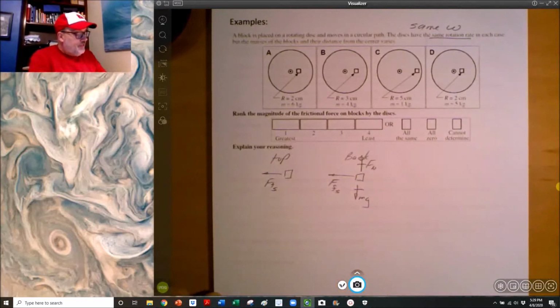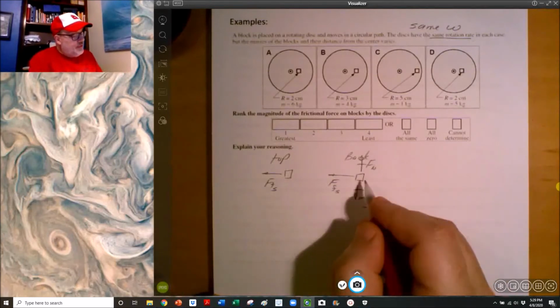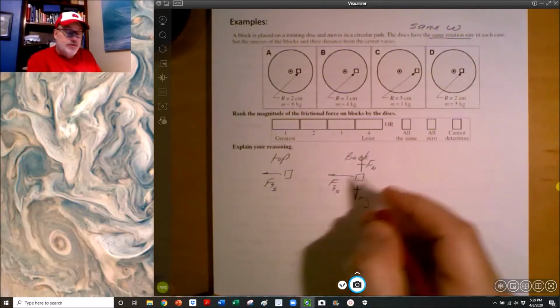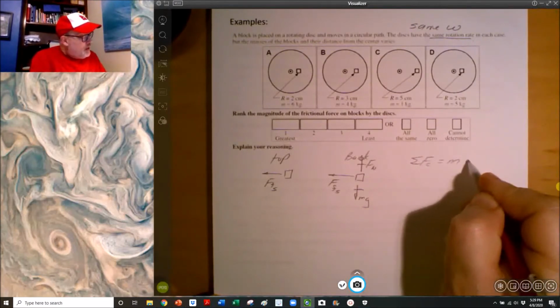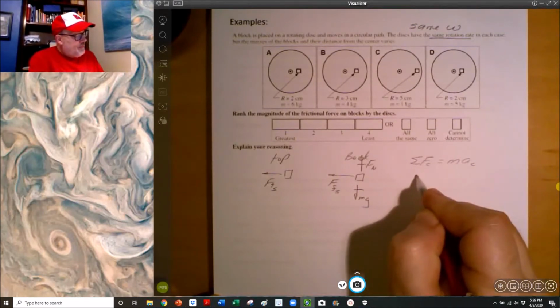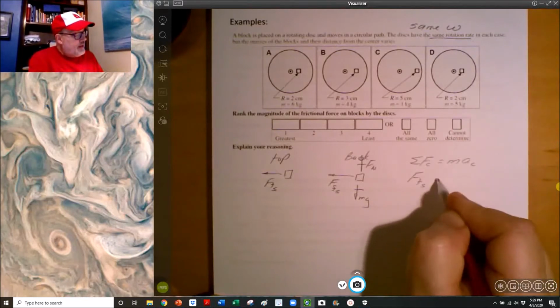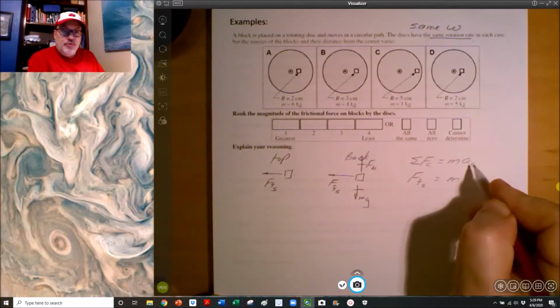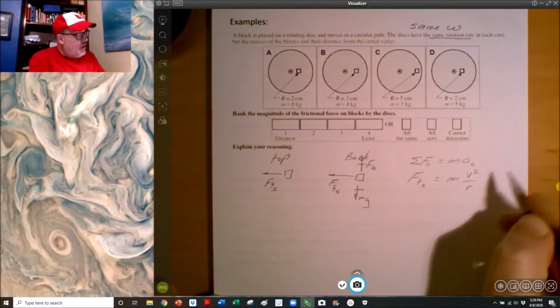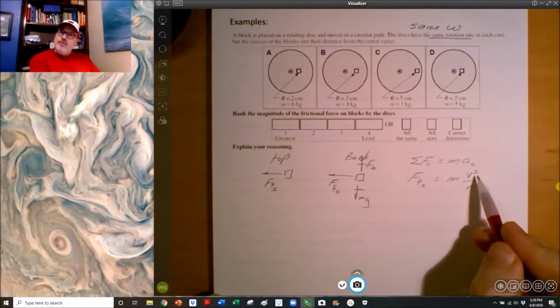All right, so now let's take a look at this. Our centripetal force is friction. So the sum of the forces towards the center equals m a_c. So that's the friction force, static, equals m. And remember, our centripetal acceleration is v squared over r, but we don't know v.